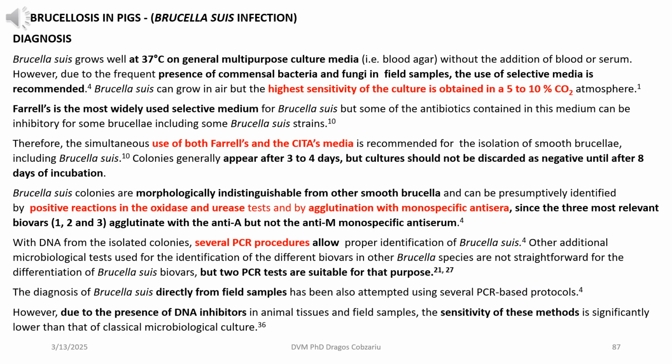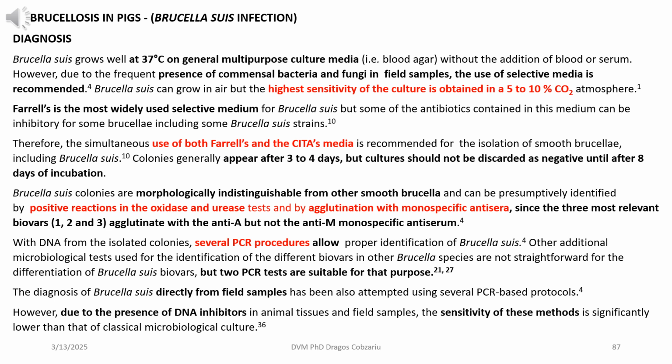Brucella grows well at 37 degrees Celsius on general multipurpose culture media, i.e., blood agar, without the addition of blood or serum, and can grow in air, but the highest sensitivity of the culture is obtained in a 5 to 10% CO2 atmosphere. The simultaneous use of both Farrell's and Thayer-Martin as media is recommended for the isolation of smooth Brucellae, including Brucella suis. Colonies generally appear after 3 to 4 days, but cultures should not be discarded as negative until after 8 days of incubation.